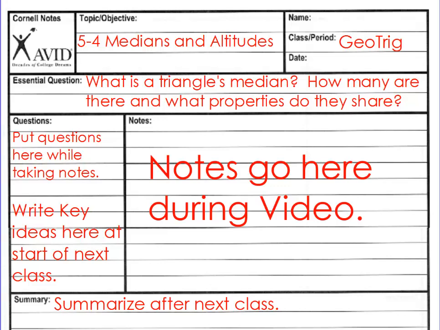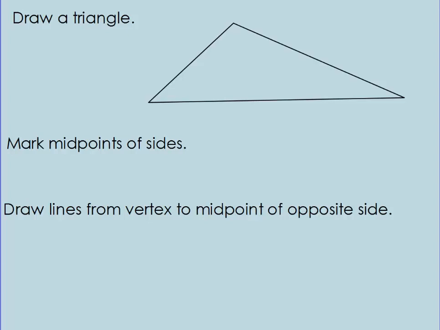So the first thing I want you to do is draw a triangle on your notes. Any size triangle, it shouldn't be equilateral, but it doesn't matter. Just give it half a page, make it big. Now, as soon as you do that, I want you to mark the midpoints of the sides.